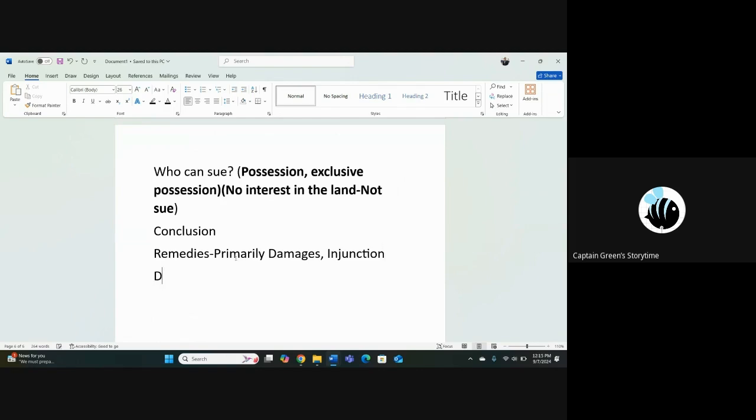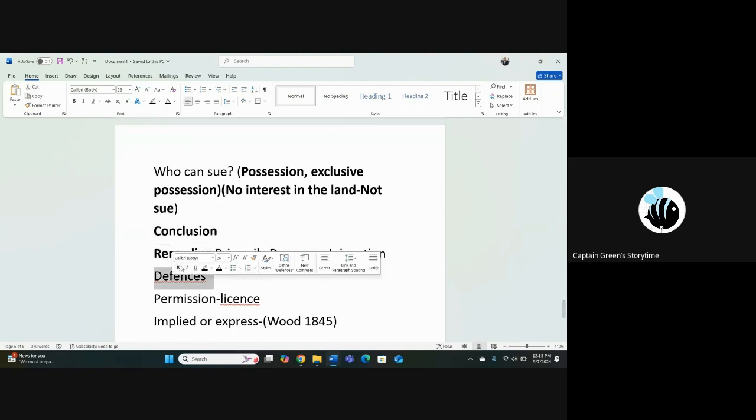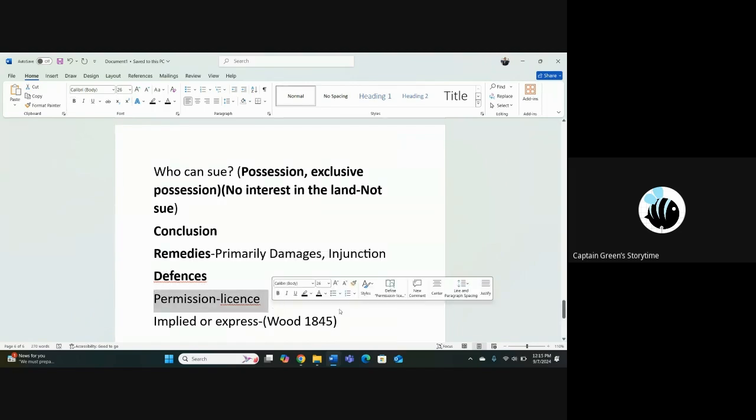Then coming towards defenses, if any are applicable. First defense is permission or license. A person can claim that I had permission or I had a license. That license or permission may be implied or express. The case you can use for that is Wood, 1845. So conclusion done, then remedies and then defenses. You have two defenses, permission and license. You can state that I had implied permission or license, or express permission.